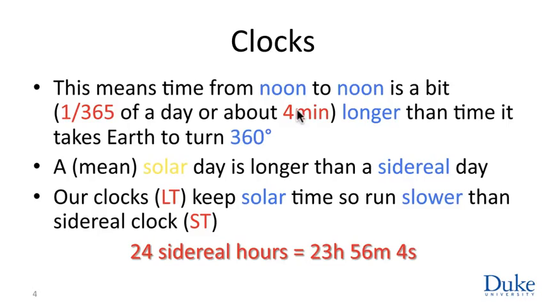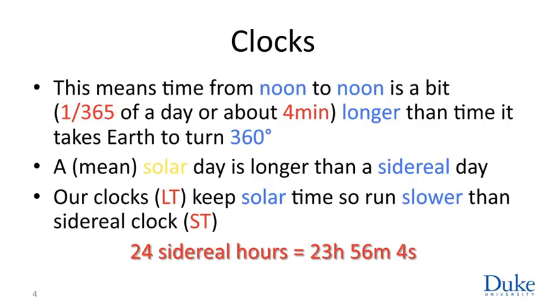So which of these is 24 hours, do you think? Is an hour going to be a 24th of the time it takes the Earth to rotate 360 degrees? Or would you define an hour to be a 24th of the time from noon to noon? Clearly you want it to be the time from noon to noon. Our clocks keep solar time.